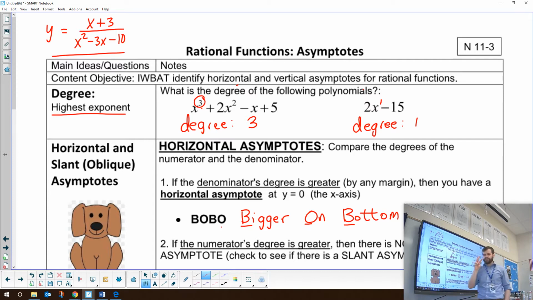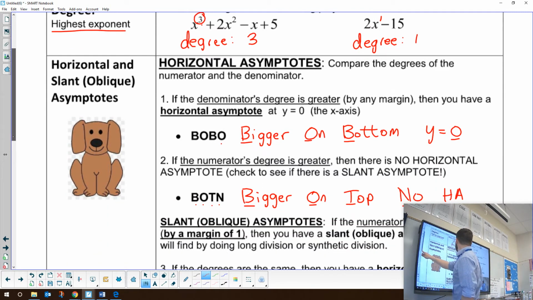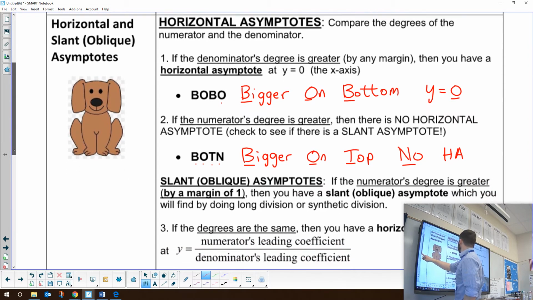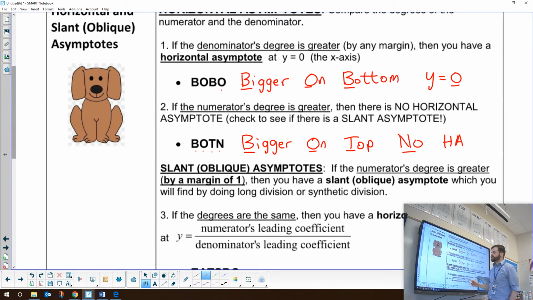All right, so there are the 3 rules. First off, if my degree is bigger on bottom, we use a phrase called Bobo. This little dog's name is Bobo. And he tells us that if our degree is bigger on bottom, y equals 0. So if my degree is bigger on bottom, we are going to have a horizontal asymptote of y equals 0. Just like that, we're able to find the horizontal asymptote for our graph. And that gives us a lot of information about our graph.